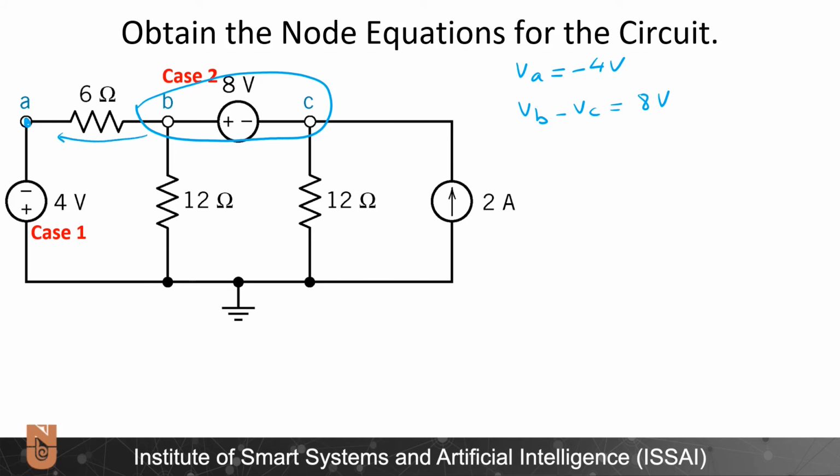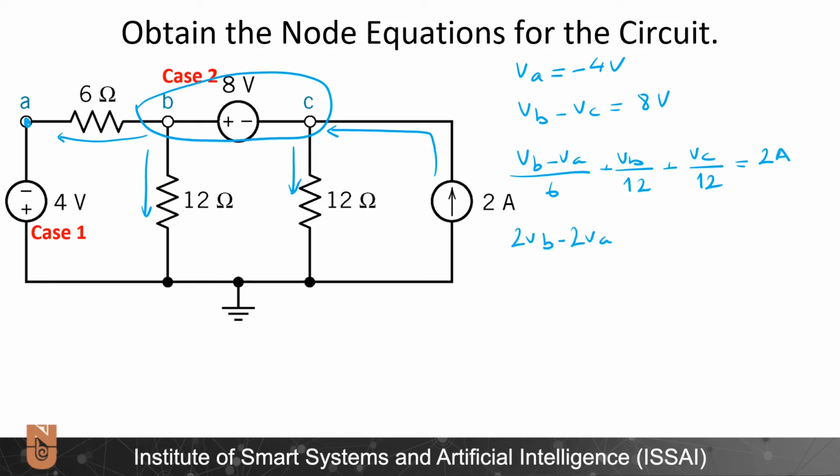So this current will be going out, this current will be going out, this current will be going out, and by definition, this current will be entering. So VB minus VA divided by 6 plus VB divided by 12 plus VC divided by 12. On the right side, since these 2 amperes are entering, 2 amperes. Then I can simplify this further. I can write 2VB minus 2VA plus VB plus VC will be equal to 24.